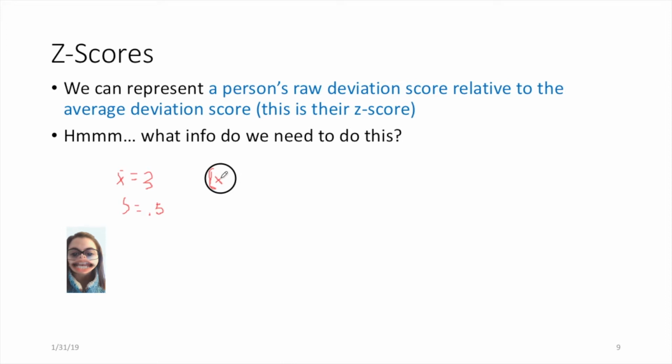But what if we want to standardize that deviation? We want to standardize 0.5 so that we know, okay, but how much deviation is that relative to the typical deviation in the sample? What z-scores will allow us to do is represent that.